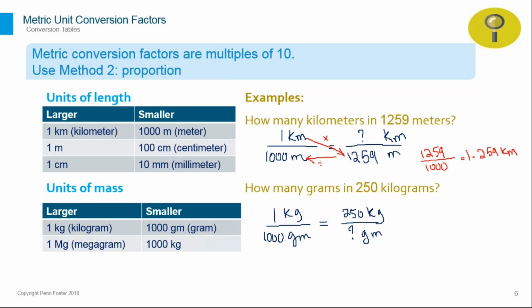Last step, you want to solve the proportion, then multiply and divide. Cross multiply the two known values and divide over the remaining known value. So we multiply 250 times 1,000 over 1. So it's the same as 250 times 1,000 because over 1 is not going to change the answer. So you multiply and your answer would be 250,000 grams. 250,000 grams are in 250 kilograms.